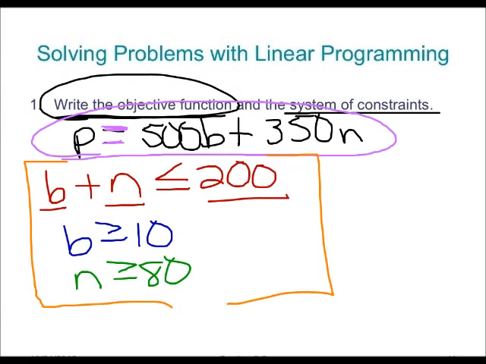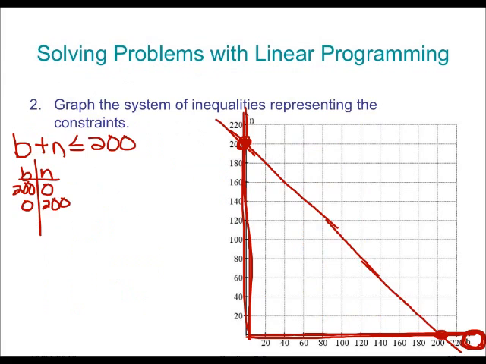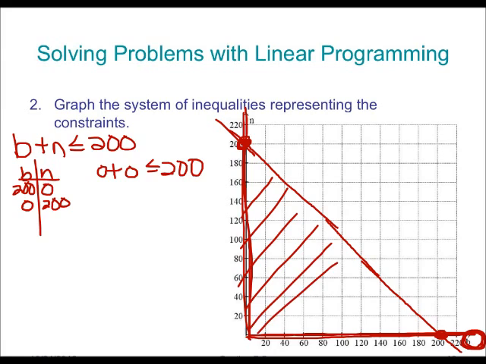And I need to shade. So with shading, you pick your test point. In this case, I'm going to pick 0, 0. Remember, you can pick any point you want to, as long as it's not on the line. So I'm going to put 0 in for B and 0 in for N. And is that less than or equal to 200? Yes, it is. So I'm going to shade over top of my 0, 0. Remember to shade lightly because you will have to erase. So that's the first inequality.